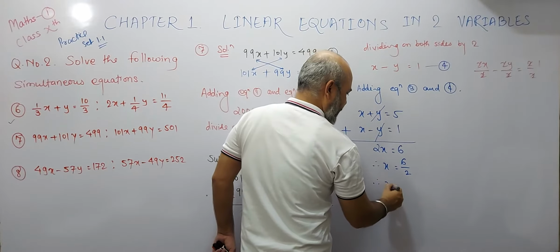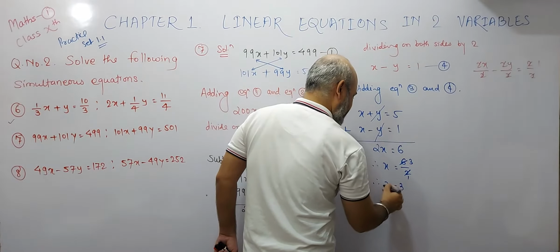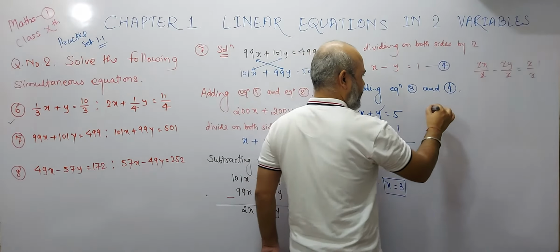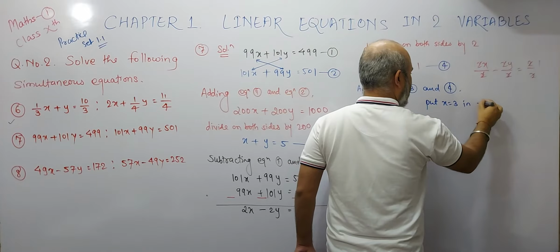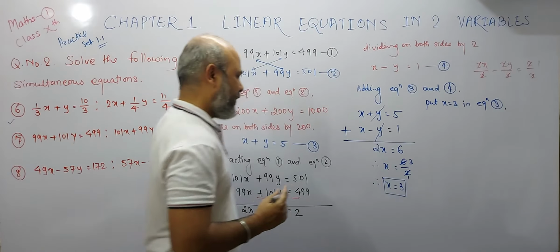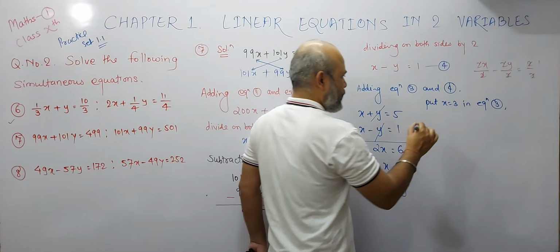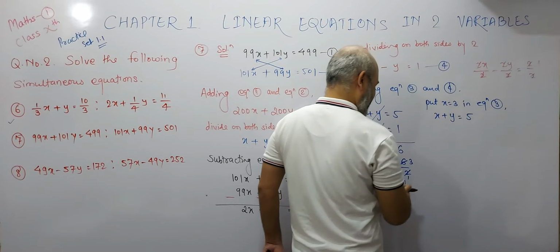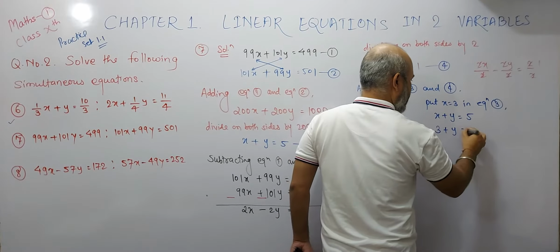And therefore x is equal to what? 2 ones are 2 and 2 threes are 6. So x is equal to 3. Now we'll put x is equal to 3 in equation 3. So what is equation 3? Equation 3 is x plus y is equal to 5. And what is x? X is 3. So 3 plus y is equal to 5.